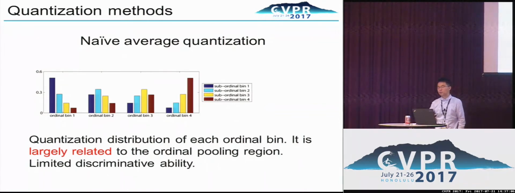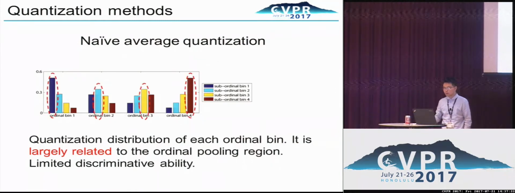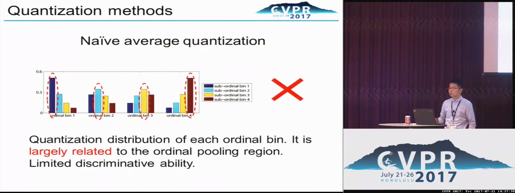However, according to our experimental results, the quantization result is largely related to the ordinal pooling region we used in the intensity order-based pooling framework. As shown here, this is a statistical result. Such a correlation between the low-level feature and the spatial pooling region will limit the discriminative ability of the generated descriptor. As a result, we cannot use this method.